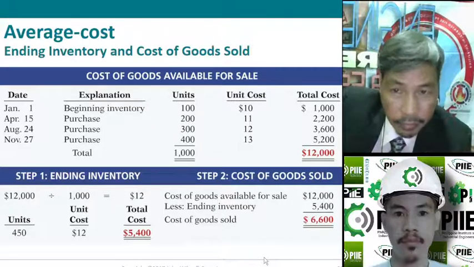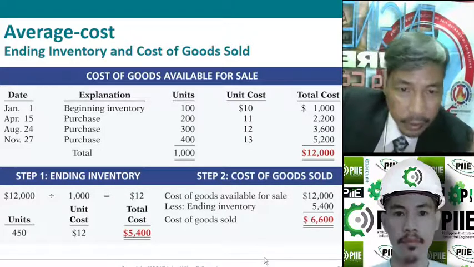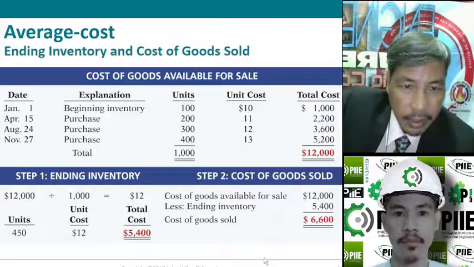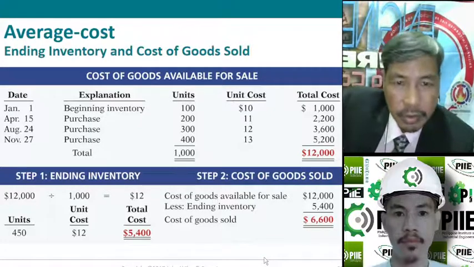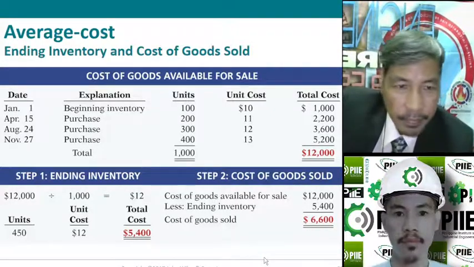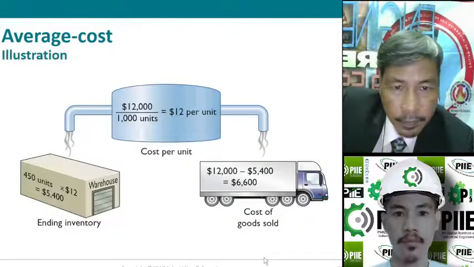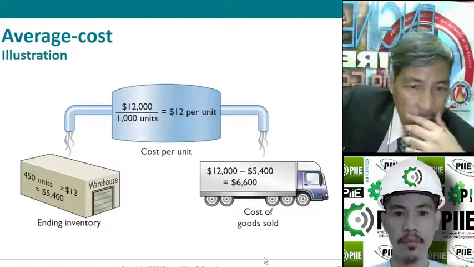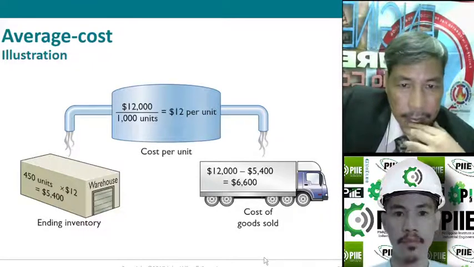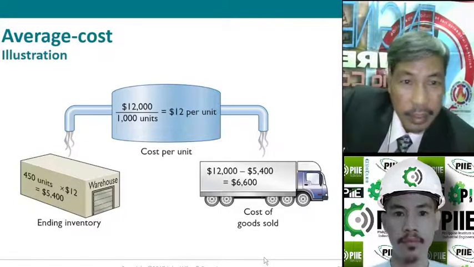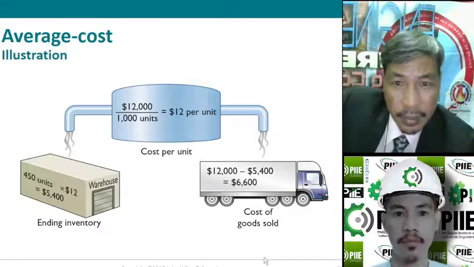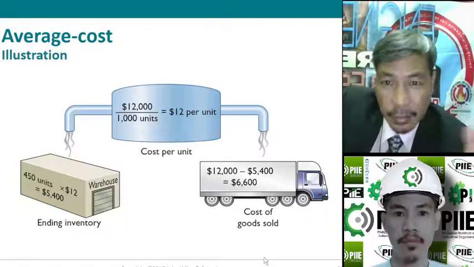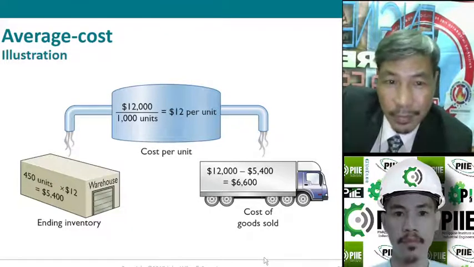Always the same steps. Step one is determine the ending inventory. Step two, cost of goods sold. Same step. Average cost example. So it's like this: ending inventory, then cost per unit. They put all the inventory inside the tank, for example, and they mix up.